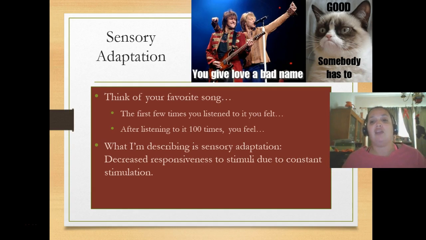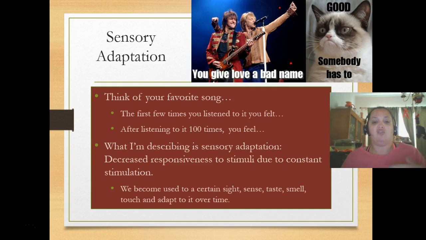So sensory adaptation: over time, we get used to a sense. So certain sights, tastes, smells, etc., we adapt to it over time. And if you think about it, yeah, it makes sense. I mean, maybe the first time you had some beverage or the first time you had a food, oh man, it was so amazing, but now you don't think about it as much.